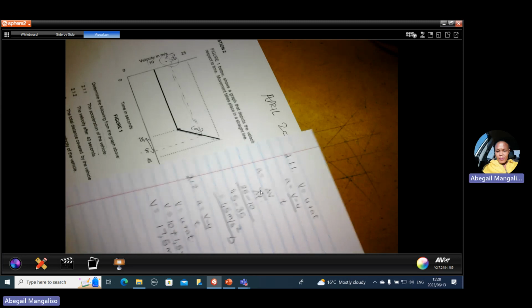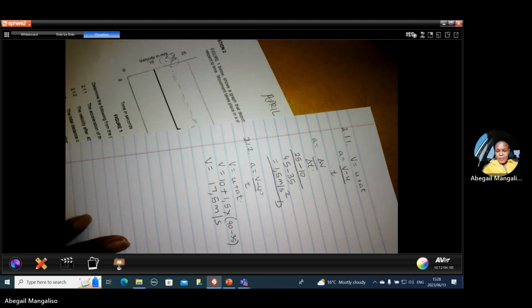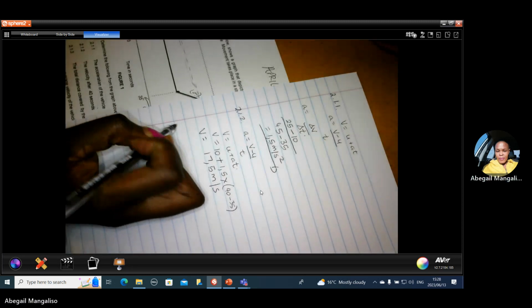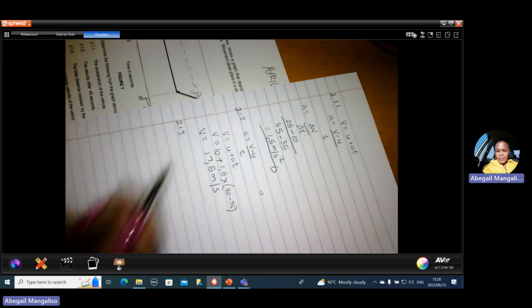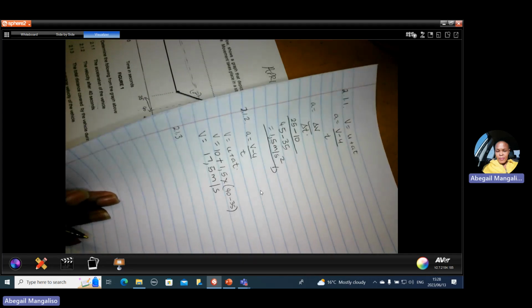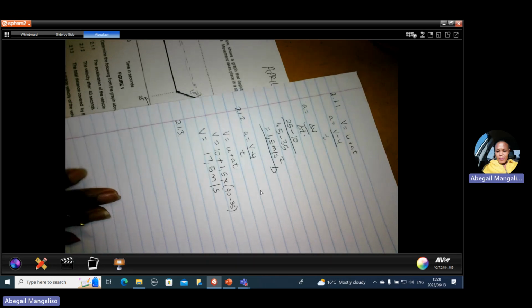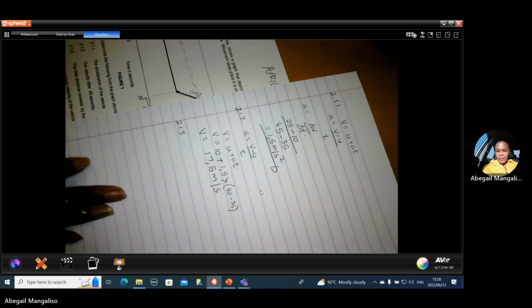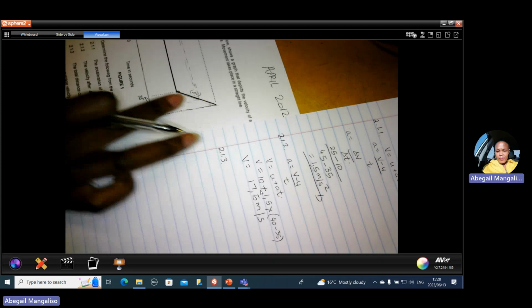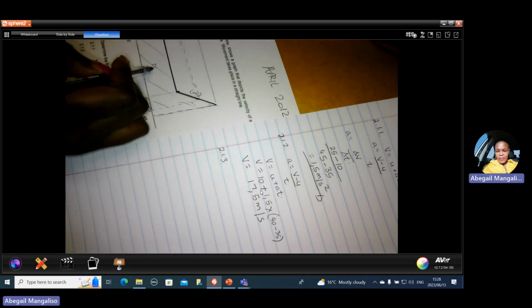Question number 3, 2.1.3. You calculate the total distance covered by the vehicle after 45 seconds, or during 45 seconds. So you are looking for this total displacement. Displacement is the area under the graph. So this area represents the displacement.